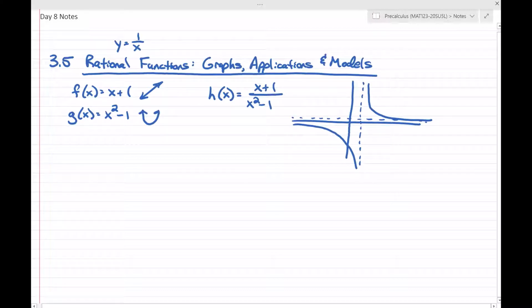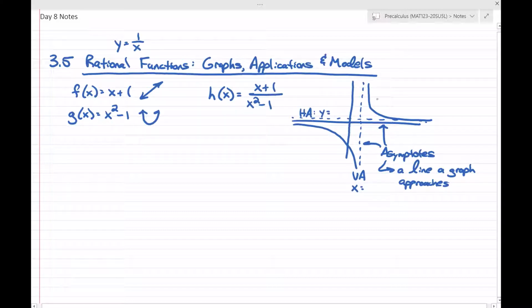So that's something you probably haven't seen yet. These dashed lines are called asymptotes. And what an asymptote is, it's a line that a graph approaches. Sometimes they cross, but most of the times they just get really, really close. We have a vertical asymptote that goes up and down, and we have a horizontal asymptote that goes left and right. Horizontal asymptotes, remember, are y equals, and vertical asymptotes would be x equals. These curved lines are called branches.